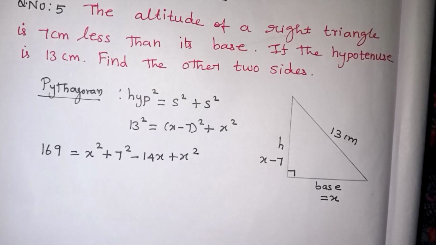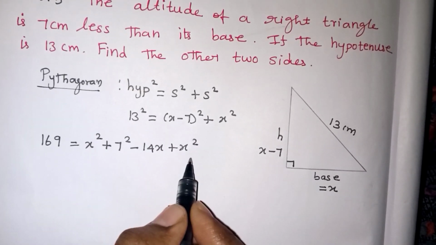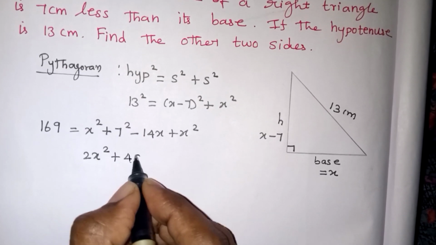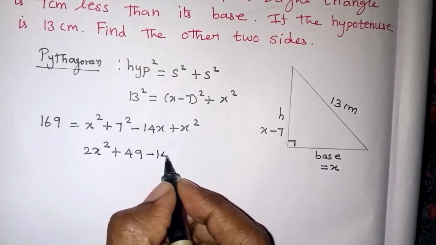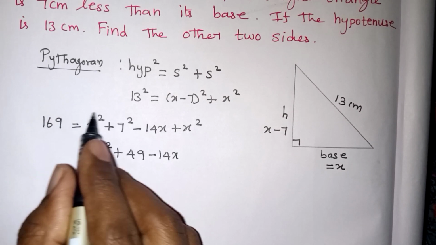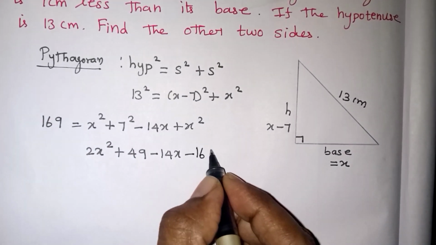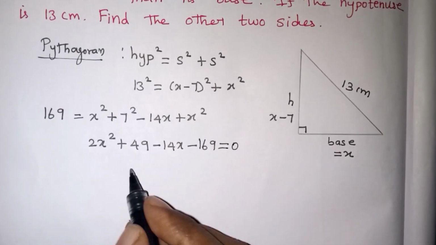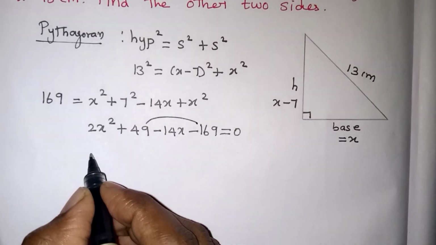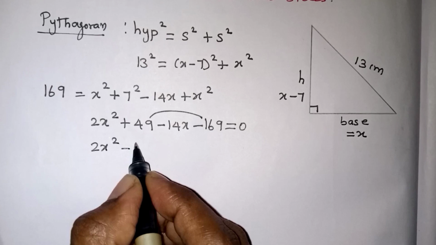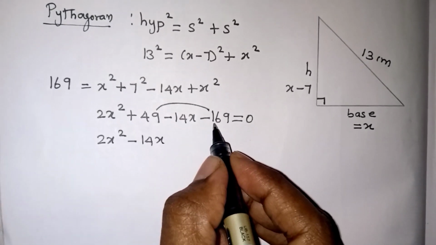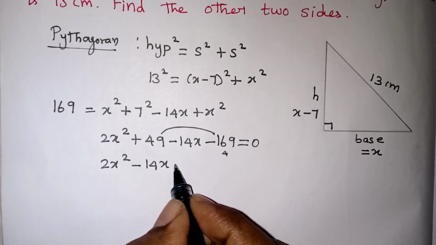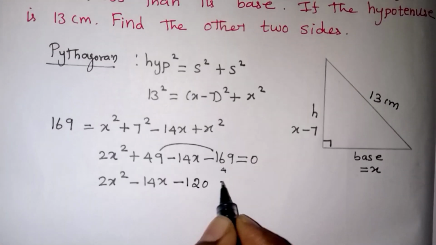Here we need to make the equation now. x squared plus x squared will be 2x squared. This one is 49. This one is minus 14x. The 169 I am bringing to this side, that is minus 169, so it equals 0. Here these two are numbers we can subtract, so remaining is 2x squared minus 14x. From 49 I am subtracting 169, so this will be minus 120, which is equal to 0.